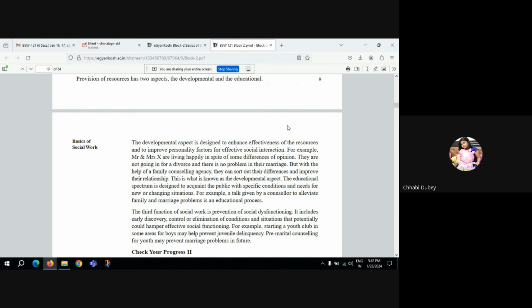For example, starting a youth club in some areas can help prevent juvenile delinquency. Premarital counseling may help prevent marriage problems in the future. So basically, how do you go for early discovery of a particular social dysfunctioning, and how do you control or eliminate conditions that potentially have a negative impact on social functioning? So these are the three functions of social work.